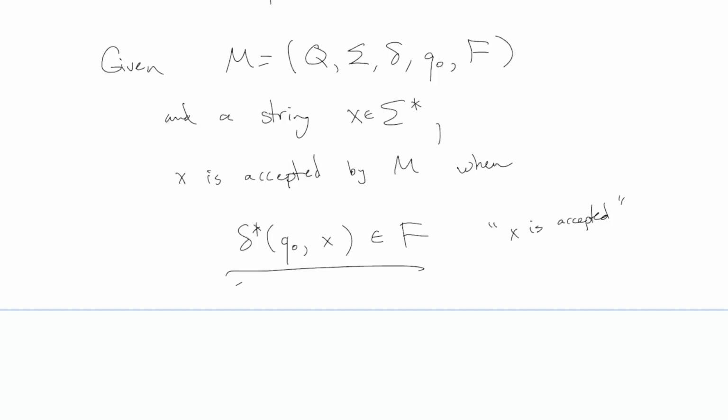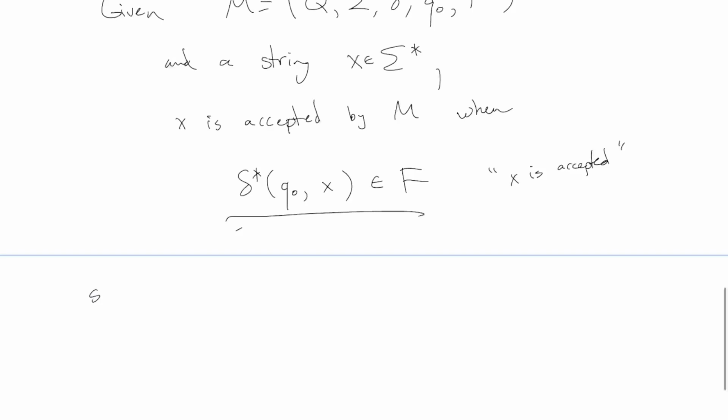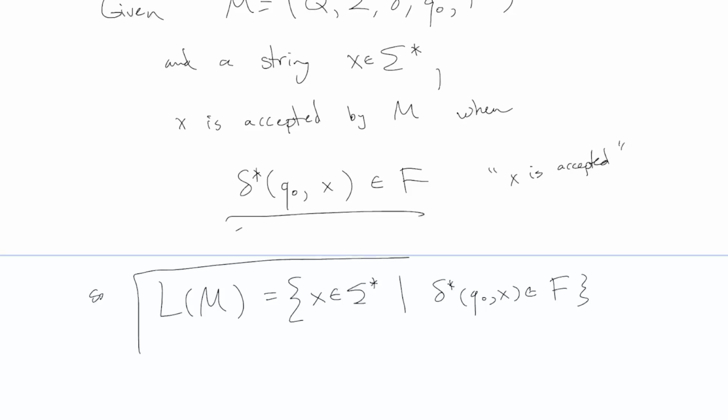It says if I start in the starting state and I read through the whole string x, where I end up is one of the accepting states. That's how we write all of that. And so the definition of the language, you can write it this way. It's the set of all strings x in sigma star such that delta star of q0 x is in F. This is classic Hollywood style math. It looks completely nonsensical if you don't know what I'm talking about. But that is the formal definition of the language of the machine.